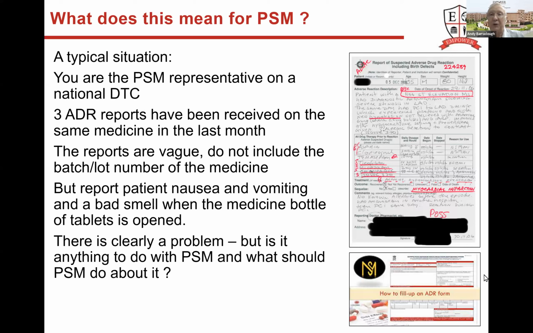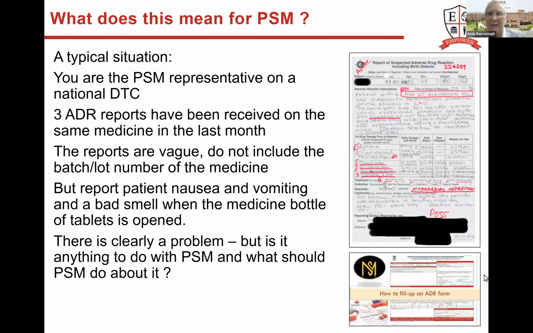Okay, so what do we actually do around this pharmacovigilance? Well, let's take a typical situation where you have been put into the National Drug and Therapeutic Committee as the procurement supply chain representative. You're there on the committee and there's doctors and pharmacists and nurses and all different people. And you've got 3 adverse drug reaction reports. 3 reports in from doctors in the field that this drug has caused a problem.